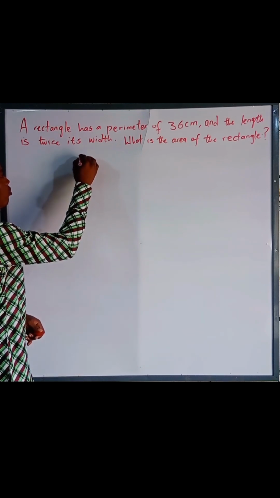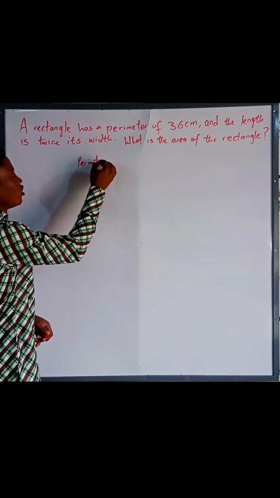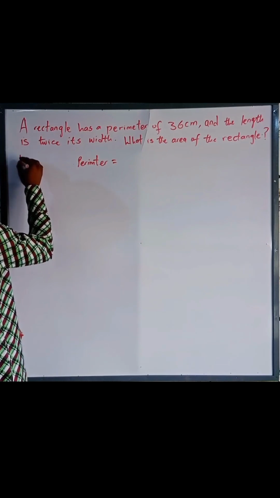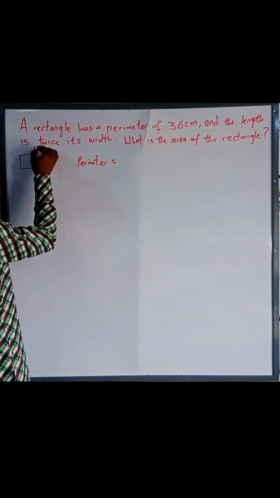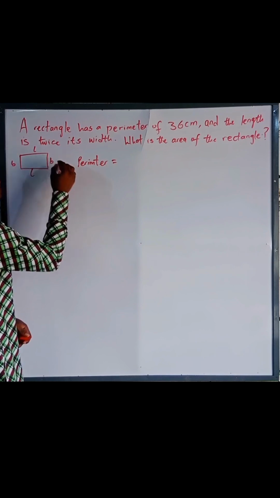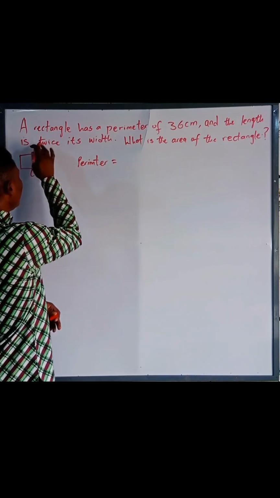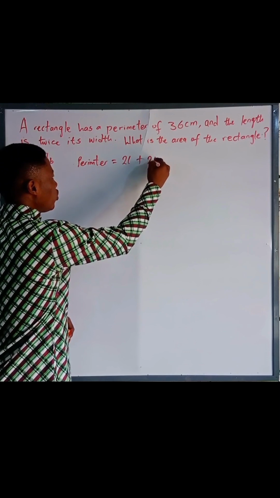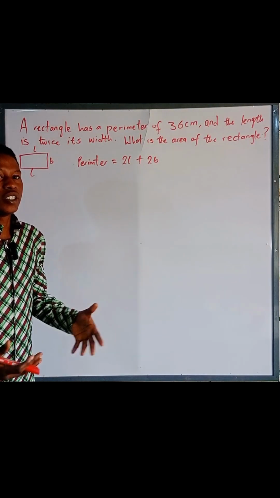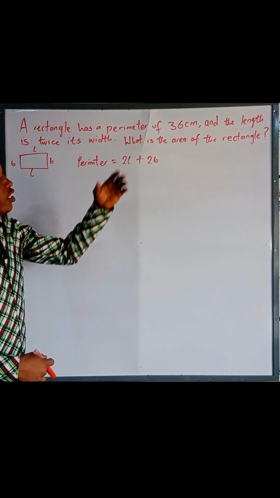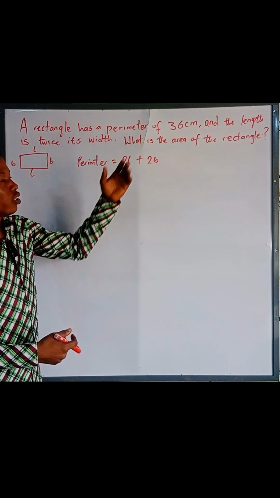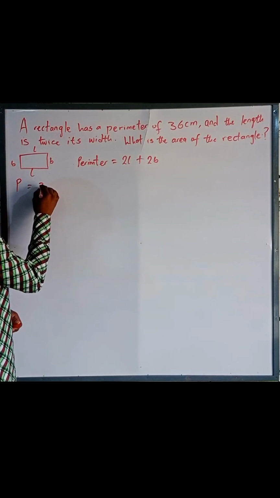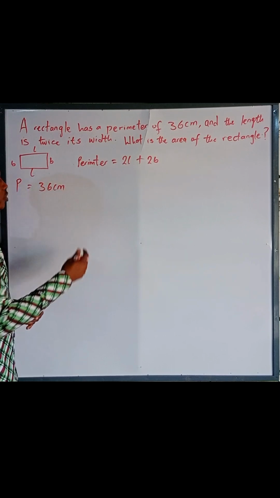And we all know that perimeter is the addition of all the sides we have in a shape. Speaking of a rectangle, it has two lengths and two breadth, right? The addition of the two lengths plus the addition of the two breadth is the perimeter of a rectangle. And the question says that perimeter is 36 centimeter. Let's say our perimeter is P, which equals 36 centimeter.